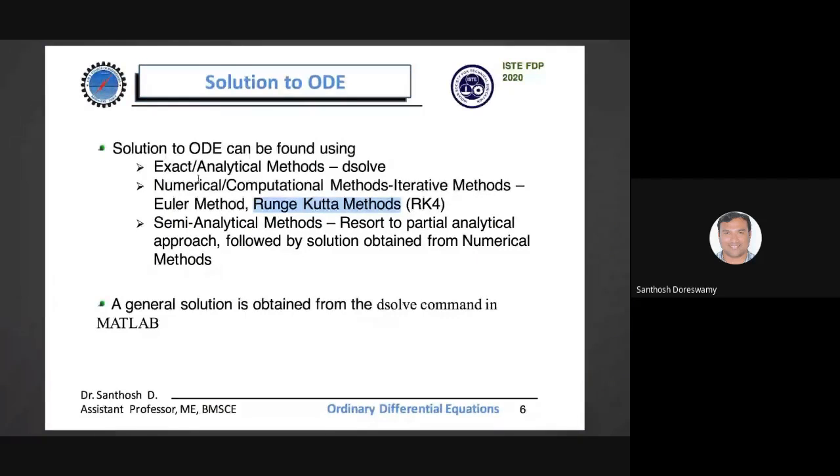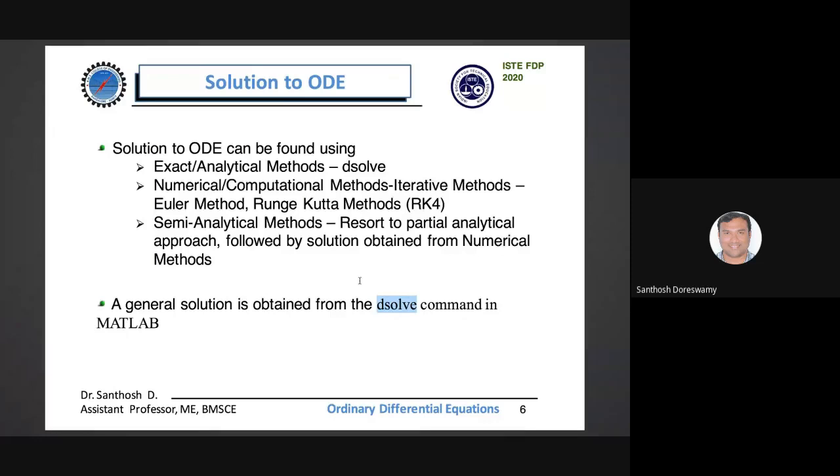So I will try to cover these analytical methods and iterative methods. A general solution to any analytical method that we obtain using MATLAB is to use our dsolve command. So we will try to use the dsolve command. In addition to that, this command can only be used for your exact or analytical methods. So for a differential equation which has an exact solution, you will use this dsolve command.